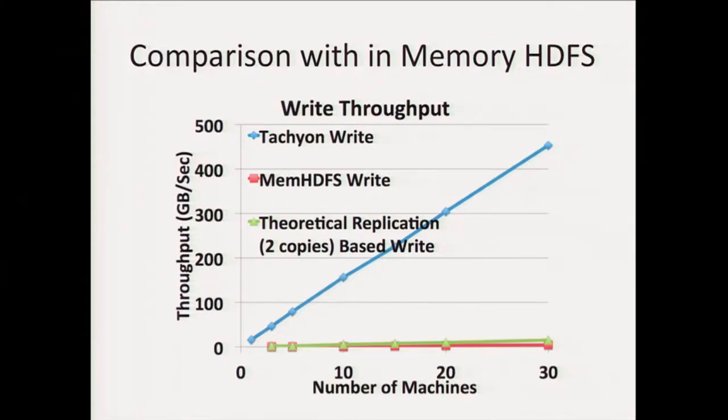Okay, so then let's talk a little bit about the performance we've seen. This is a comparison with in-memory HDFS. We deploy HDFS in the in-memory cluster, but it still needs replication for fault tolerance. For the write throughput, Tachyon has memory throughput, right? It can achieve about 450 gigabytes per second for a cluster with 30 nodes. It's an EC2 cluster with 10 gigabit Ethernet. In-memory HDFS is quite far behind for the write throughput.